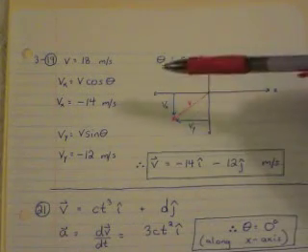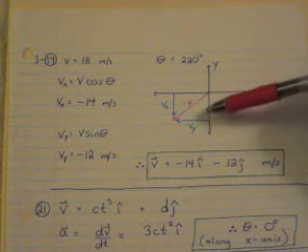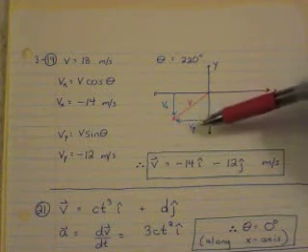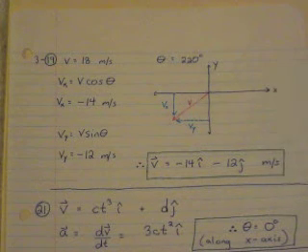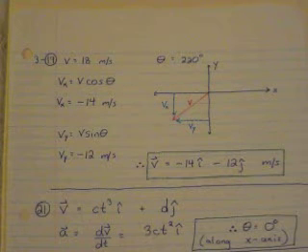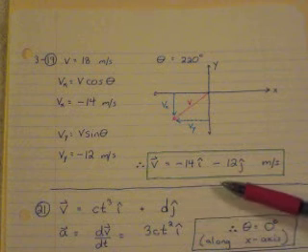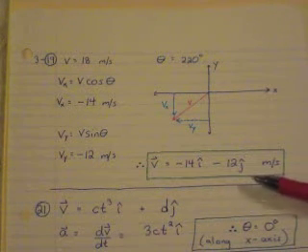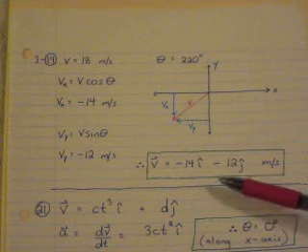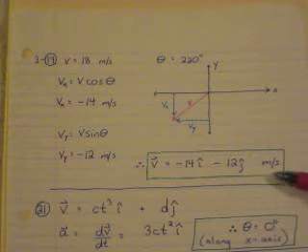And those answers that we get, we see that it's confirmed by the picture that we've drawn. We expect it to be negative in both directions. And so to write this in vector notation, we can say that the v vector is negative 14i hat minus 12j hat meters per second.